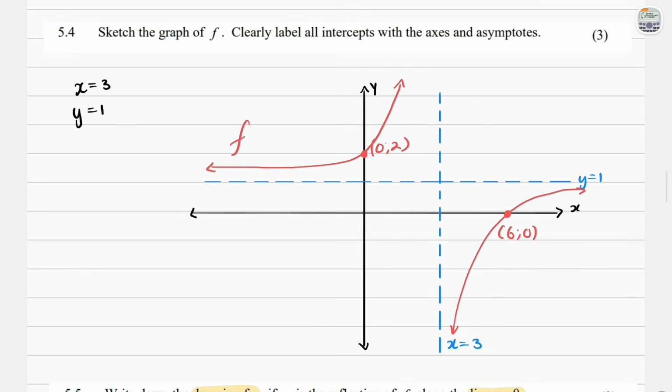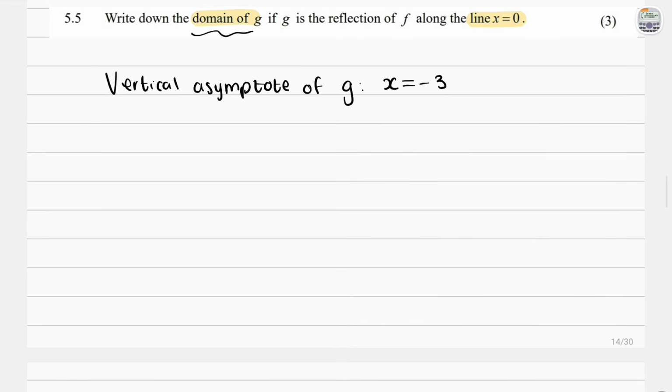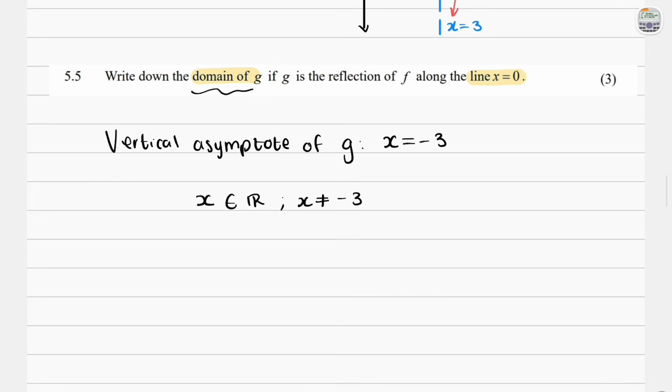You see how the domain here, we could see that it has almost every single x value. Same thing. It will have every other x value except for x equals 3. So the graph of G will have every other x value except for x equals negative 3. So we can say that the domain is x is an element of all real numbers, but x is just not equal to negative 3. And that is our answer. Moving on to the next question.